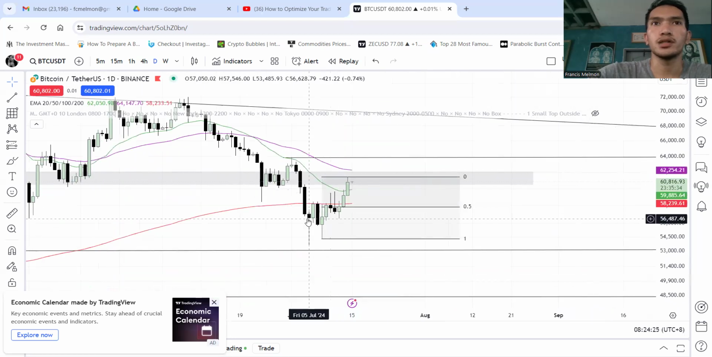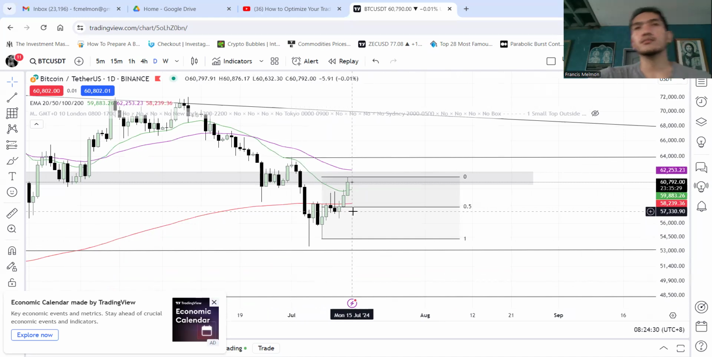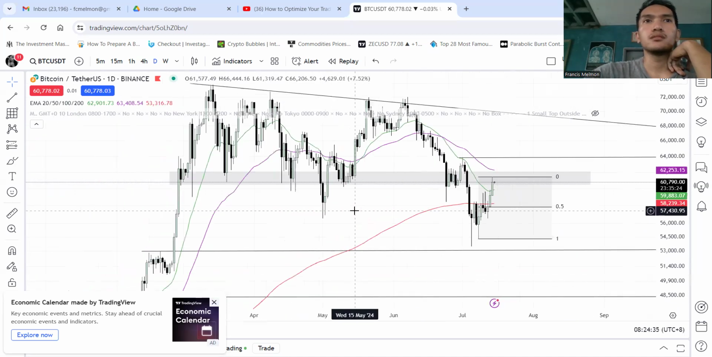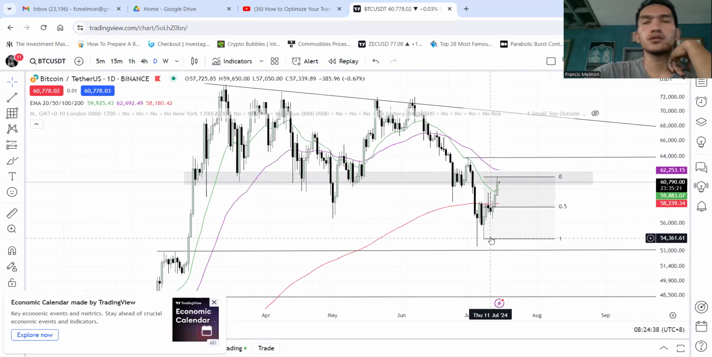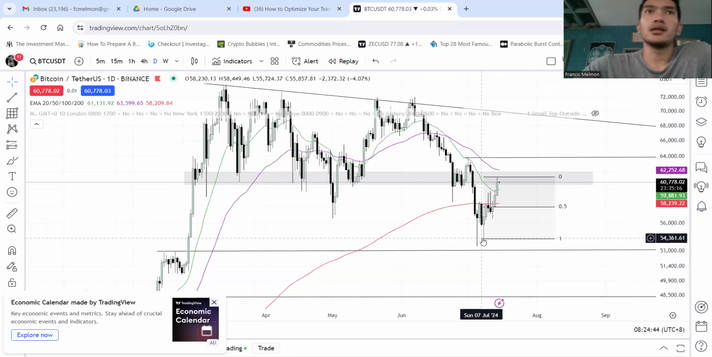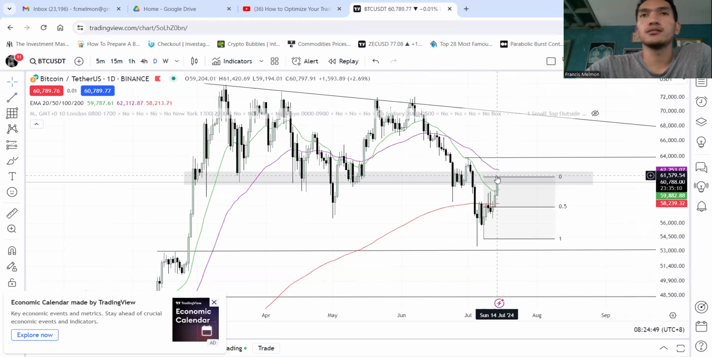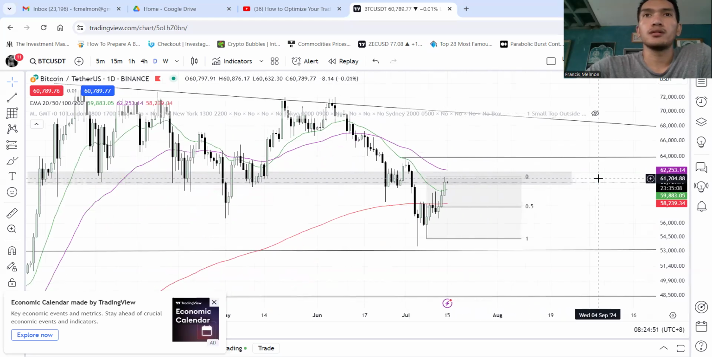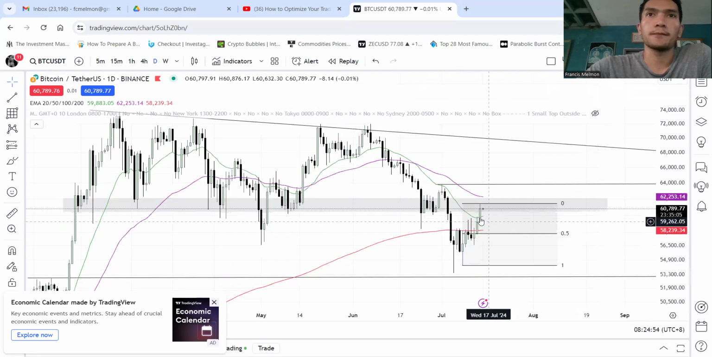And as you can see, we have a good bounce or a deviation from the EMA 200 right here. So this might not be a 100% probability.